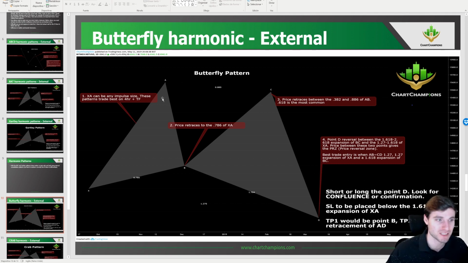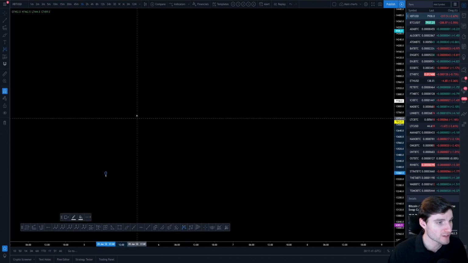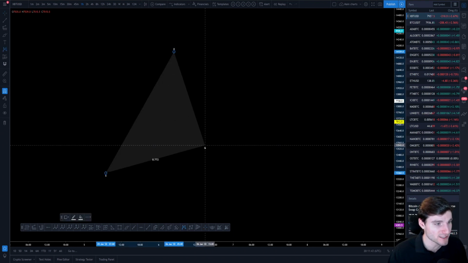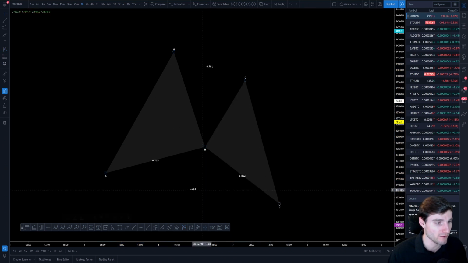They all start off very similar, but the butterfly is different from the bat and the Gartley, because you're coming to a heavier retracement, and it has to be the 786 of X to A. So if we draw this out here, impulse, we're looking for the 786. And we're obviously coming down lower.